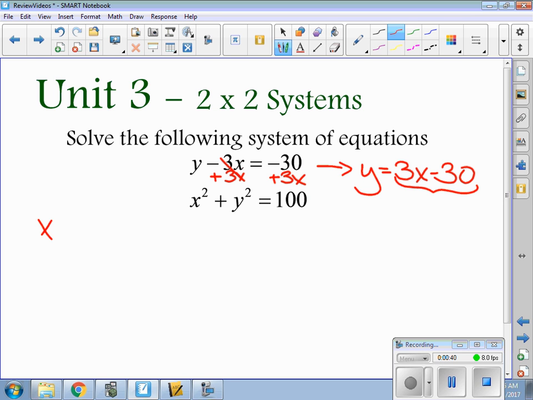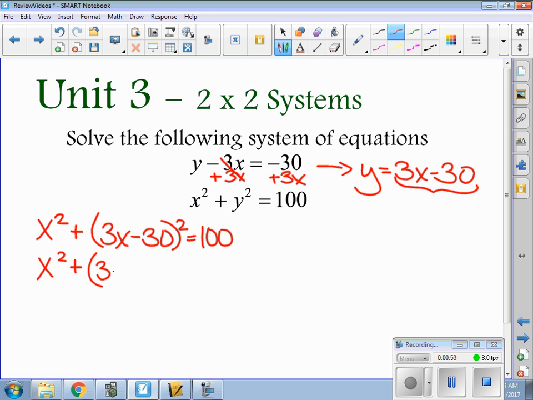Now that I know what y equals, I'm going to take this whole expression and substitute it for y into the circle equation. So instead of x squared plus y squared, I'm going to have x squared plus (3x minus 30) squared equals 100. Okay, and now I'm going to simplify this. As I simplify, I do have to remember that squaring a binomial means that I'm actually multiplying it by itself.